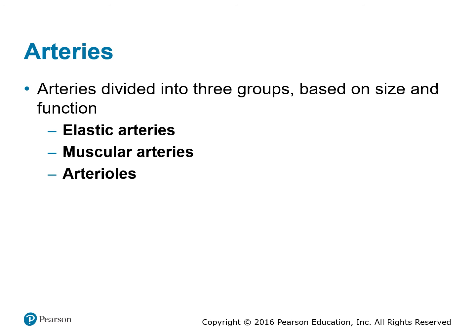So again, as mentioned previously, the arteries can be divided into three groups based on their size and functionality. Remember, we said that the elastic arteries are the largest and the arterioles are the smallest, and the muscular arteries being the middle size. The elastic arteries, for example, the aorta and its major branches, are elastic arteries. They're also called conducting arteries because they conduct blood from the heart to medium-sized vessels.